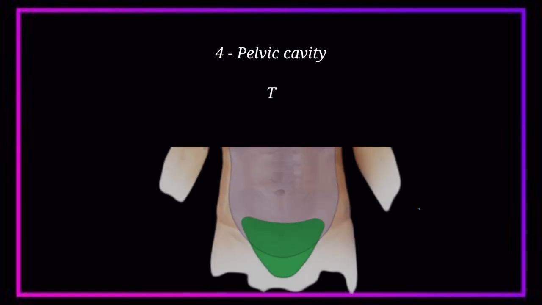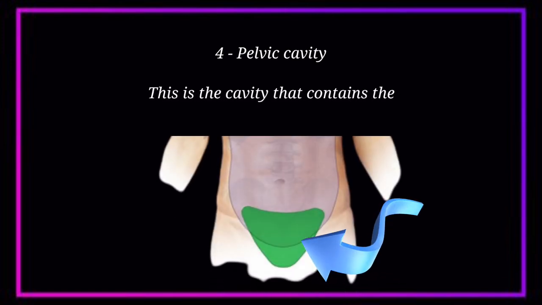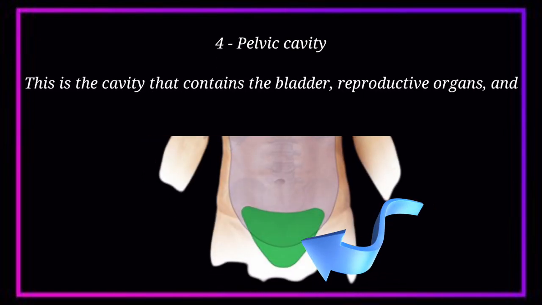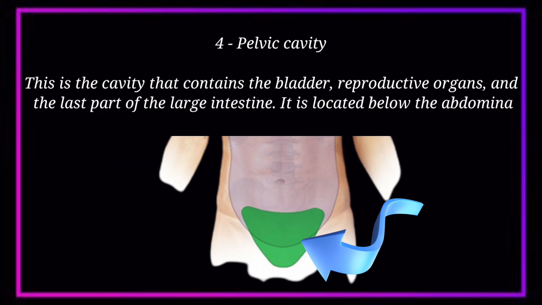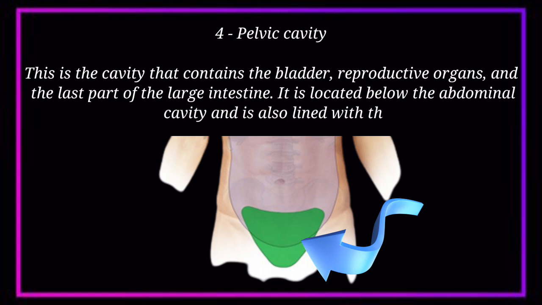Number 4. Pelvic cavity. This is the cavity that contains the bladder, reproductive organs, and the last part of the large intestine. It is located below the abdominal cavity and is also lined with the peritoneum.